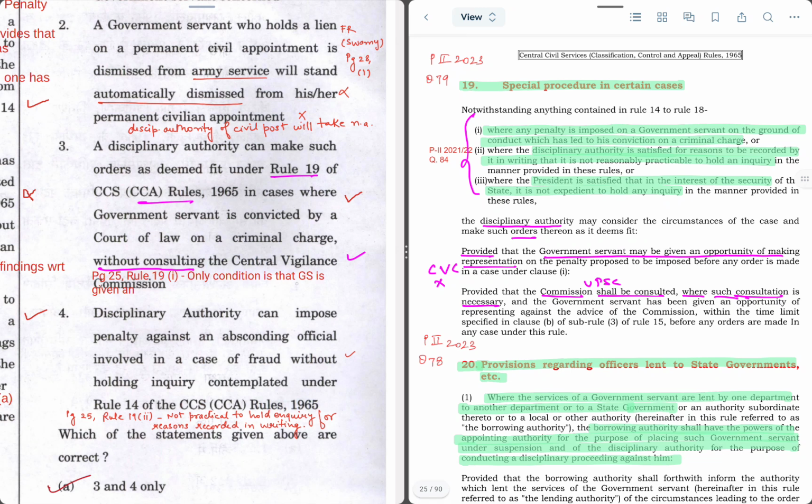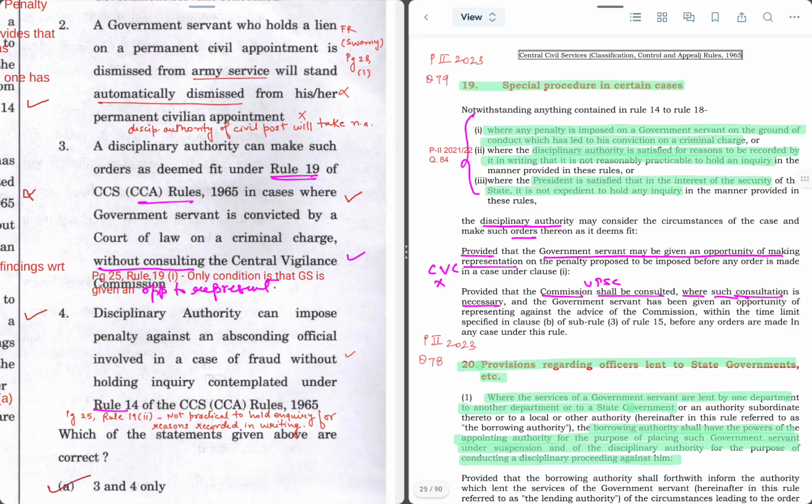So only condition is that GS is given an opportunity to represent. That's all what is required under Rule 19. Statement 4 says disciplinary authority can impose penalty against an absconding official involved in a case of fraud without holding inquiry contemplated under Rule 14 of CCA Rules 1965.